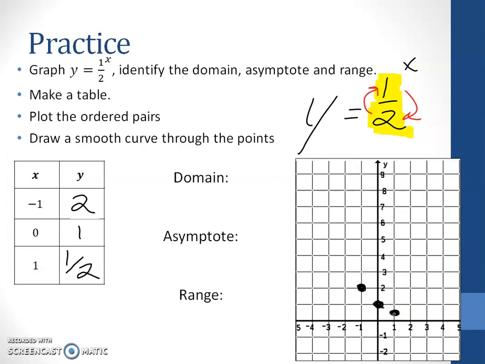And then, along with those points, I need to make sure that I have my asymptote. And then I'm just going to draw. So if you guys remember, I told you guys that if it was a fraction in the base, it just kind of flipped it. So it's the same shape, but it's just flipped the other way.